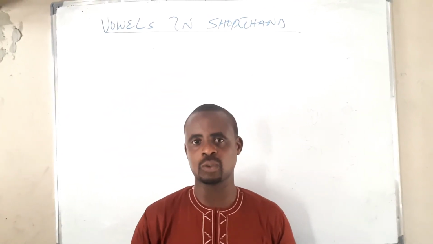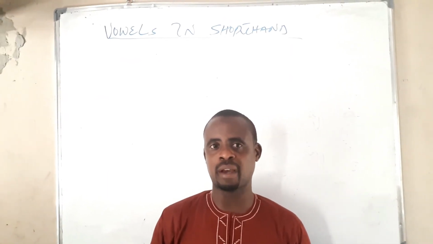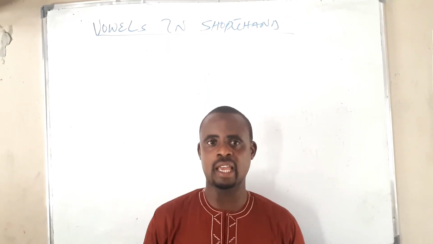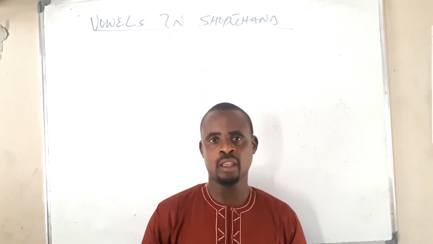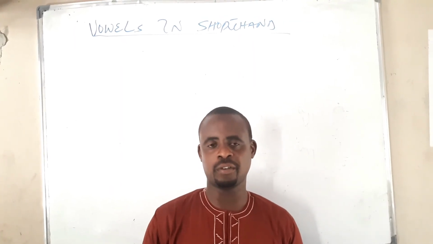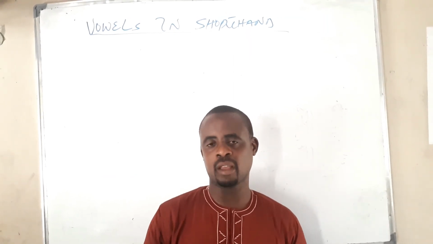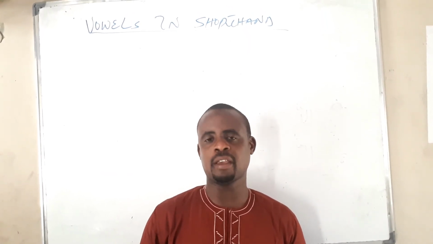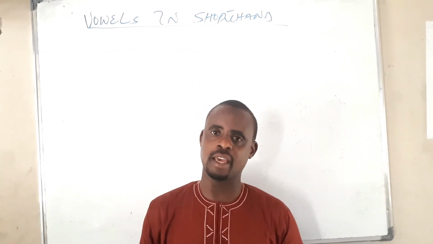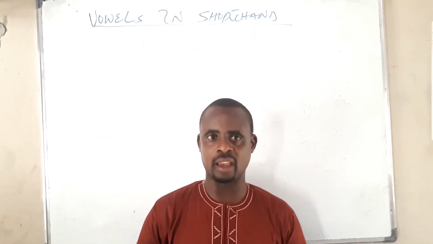What are vowels in shorthand? Vowels in shorthand are represented by dots and dashes written alongside a consonant. If a vowel comes before a consonant, it is placed before the stroke, that is, on the left side. If a vowel comes after a consonant, it is placed after the stroke, that is, on the right side.